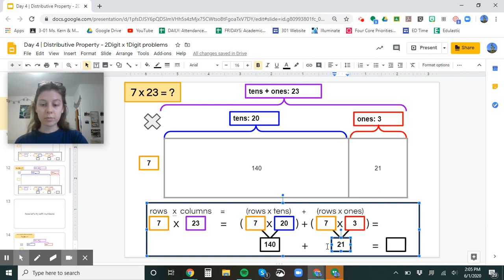So 140 plus 21. Well, if I add the hundreds together, I would have 100 here, and I don't have any other hundreds, so I'm going to write a 1. Then I have 4 tens here and 2 tens here. So 4 tens plus 2 tens equals 6 tens. And then I'm going to do my ones. So I have 0 ones plus 1 one. So that equals 1 one. So 7 times 23 equals 161.